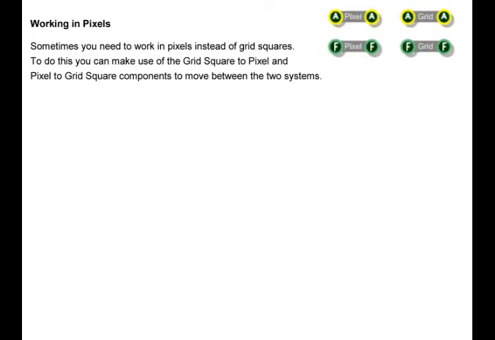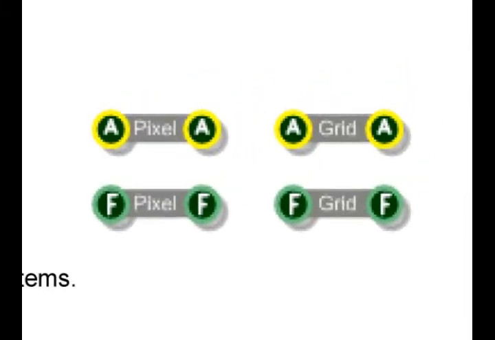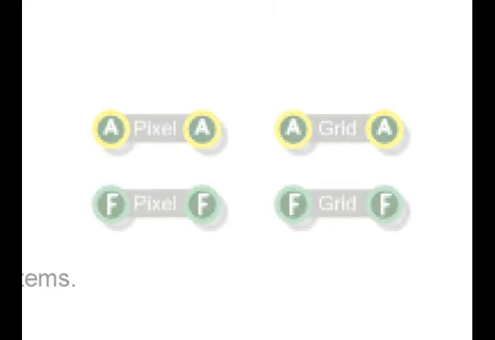Working in pixels. Sometimes you need to work in pixels instead of grid squares. To do this you can make use of the grid square to pixel and pixel to grid square components to move between the two systems.